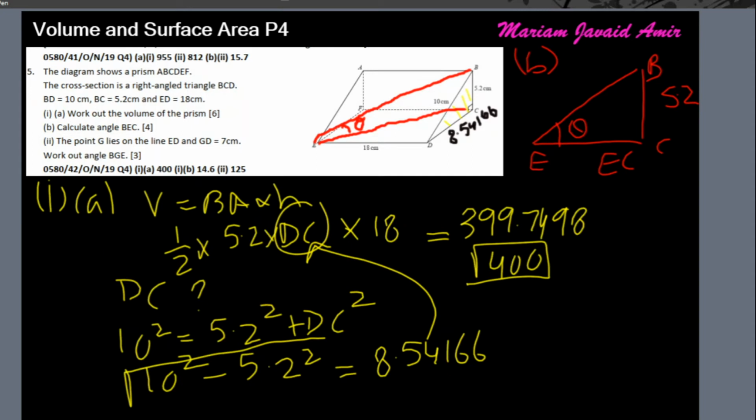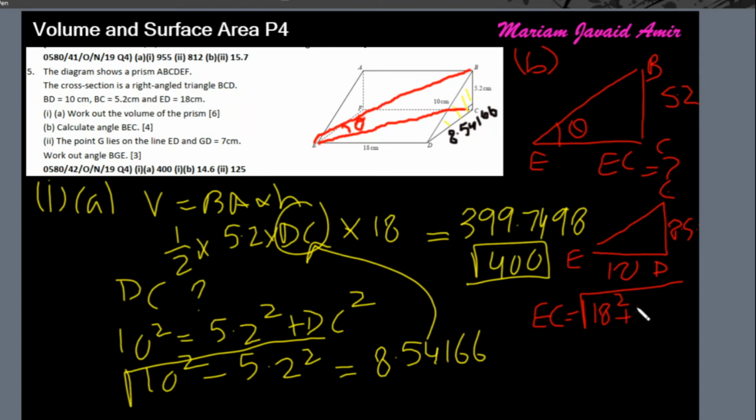Alright, so we need EC, and I'll be using this triangle now, this right angle triangle. This is E, this is C, this is D, this is 18, and this one is 8.5, etc. So I'm again using Pythagoras theorem directly. EC will be the square root of 18 squared plus 8.54166 squared. I get 19.9238. So this becomes 19.9238.